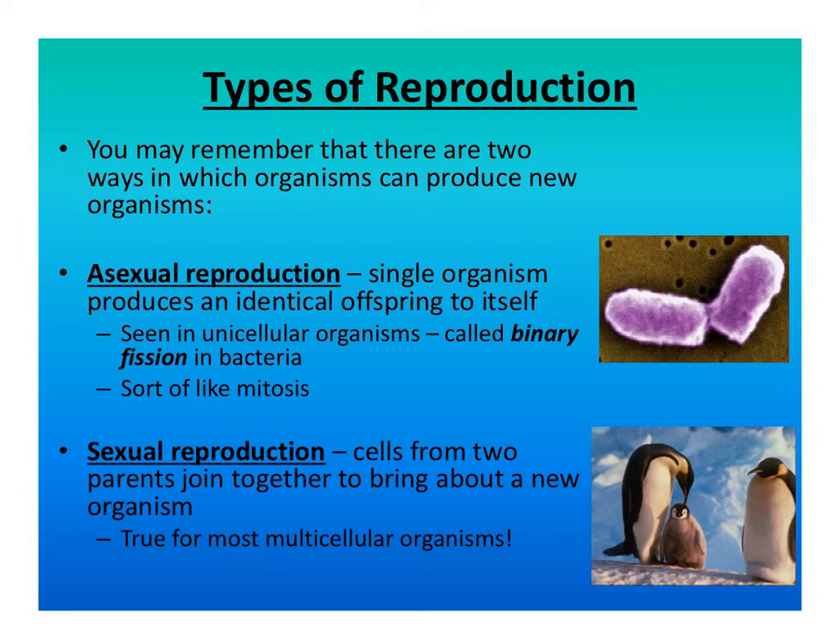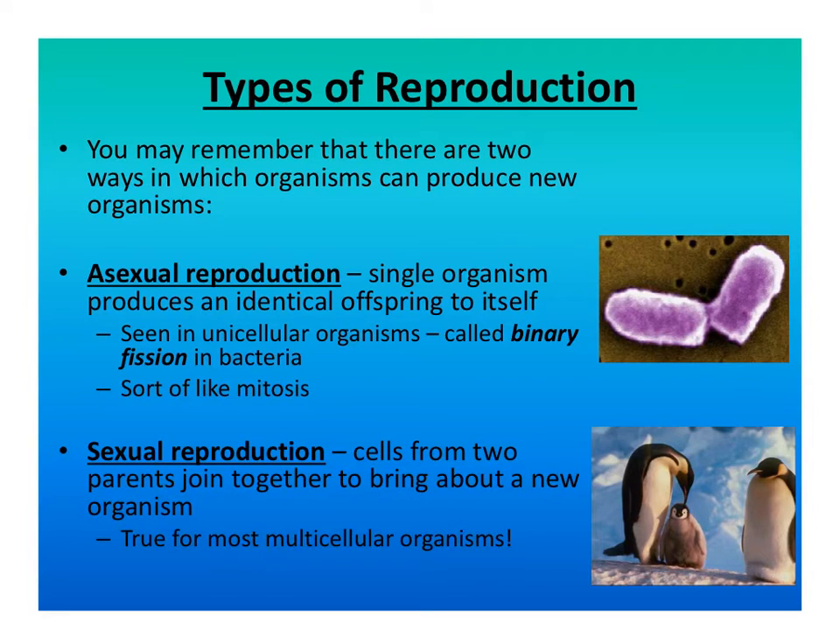So, here's a little review of both types of reproduction. Asexual reproduction is where a single organism produces an identical copy of itself. This is primarily just seen in bacteria, and in bacteria or other unicellular organisms we call this binary fission. Binary meaning two, and fission meaning to split, right? So to split into two. Binary fission is a lot like mitosis. It's not quite as complicated and broken into stages like mitosis, but the cell literally just splits into two.